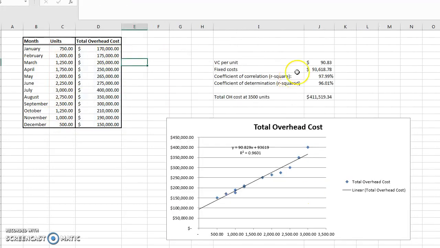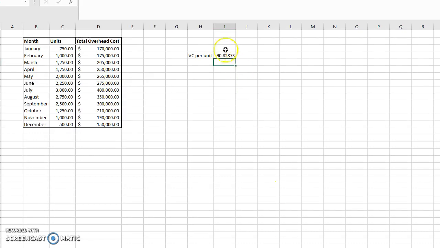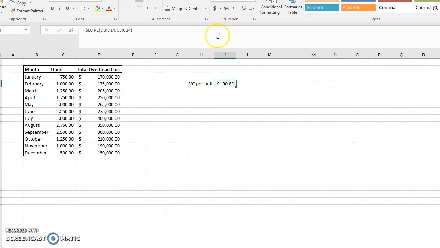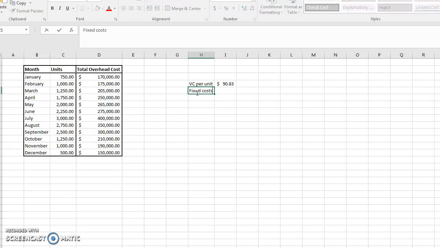And then you can see we can check it right over there. Okay? And then I can format it as dollars and cents. Now I can say my fixed costs. Okay? So I'll come over here and I'm going to use a different function. It's called INTERCEPT. Okay? My known y's, my known x's.